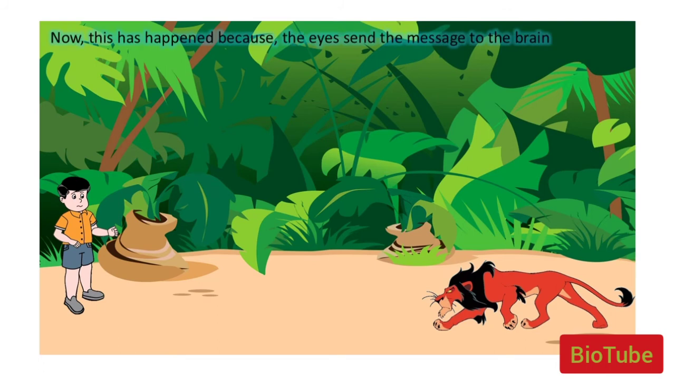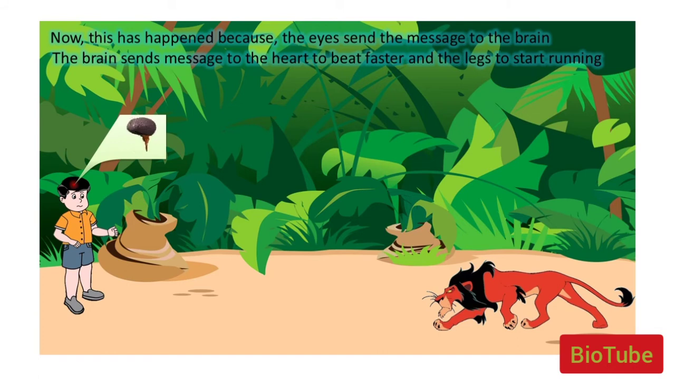Now this has happened because the eye sends the message to the brain. The first stimulus, or the first change in the surrounding that the boy saw, was the lion. That is, the eyes have detected that there is something dangerous in front of him, and this signal is sent by the nerve from the eye to the brain. Now what will happen inside the brain? Let's see.